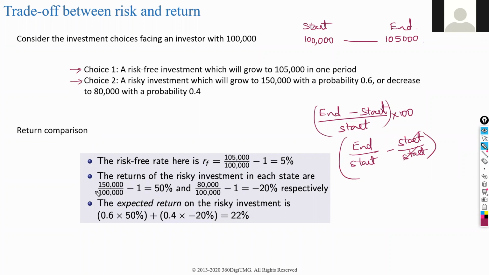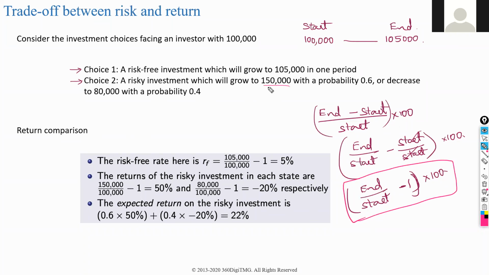If you look at the second choice, the calculation includes some rigmarole. Small amount of rigmarole is involved. This becomes end by start minus 1 into 100. Okay. So if you look at this, a risky investment will grow to $150,000. What does that mean? That means the start is 100,000. This is the same formula if we were to apply. Sorry, the end is $150,000. So end divided by start, 150,000 by 100,000, minus 1. If you solve it and multiply it with 100, you get 50%.